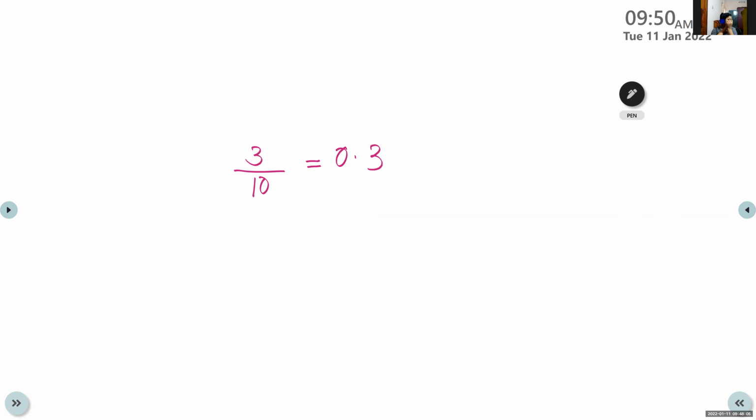Listen, children, how can we explain? First, we will write the numerator. Then take the denominator. Count the number of zeros in the denominator. So here, how many zeros are there? One. So children, you have to start from the right side. After one digit, you have to place a decimal point.